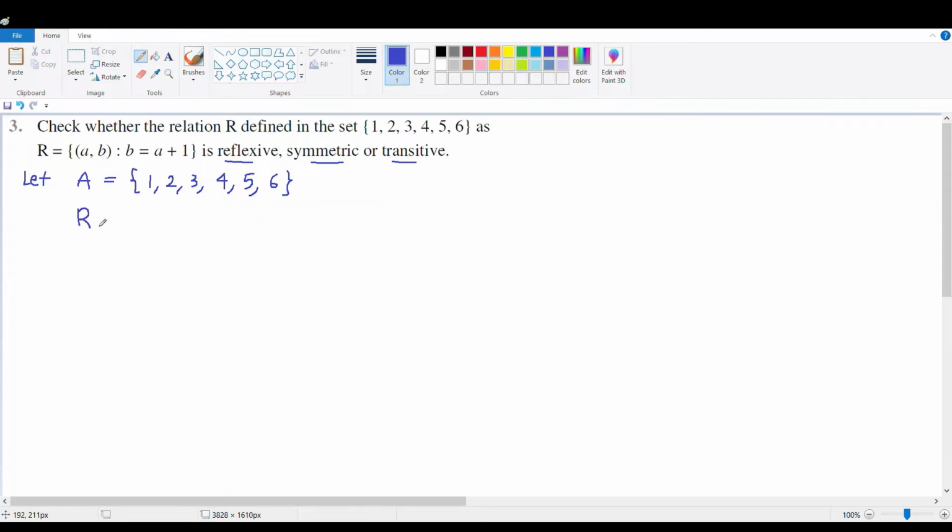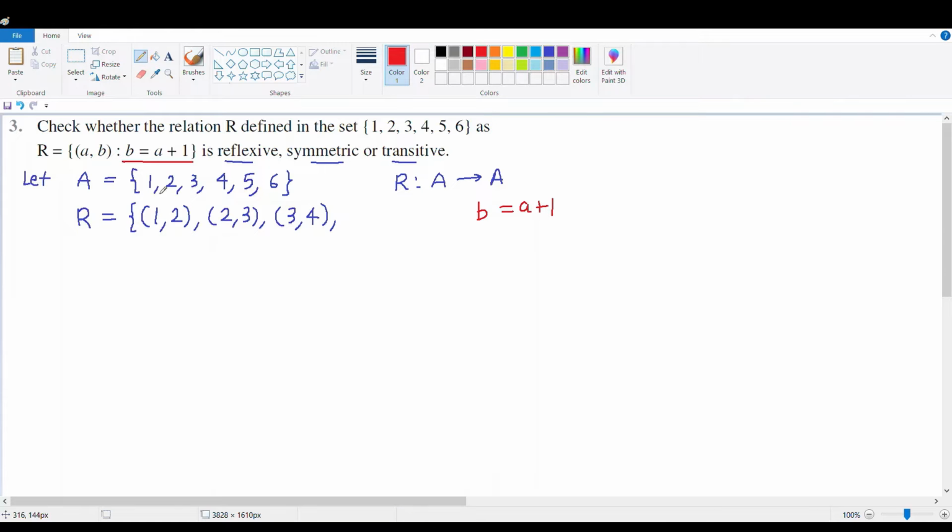So let's now see what elements are there in your R. Now if we take a equals 1, because our relation is what? From A to A. See, relation R is defined in the set A, so that means our relation is from A to A. Now we need to take one number from A. So I'm taking 1. So 1 plus 1, you are going to get 2. If you take 2, then you are going to get 3. If you take 3, you are going to get 4. Why am I writing that? Because you are given that b = a + 1.